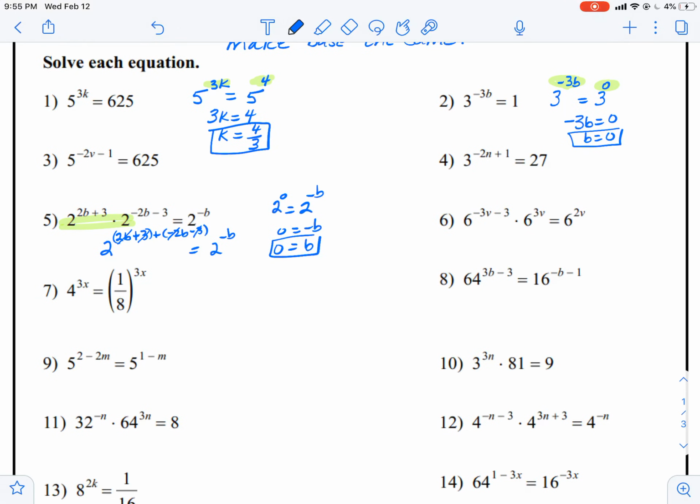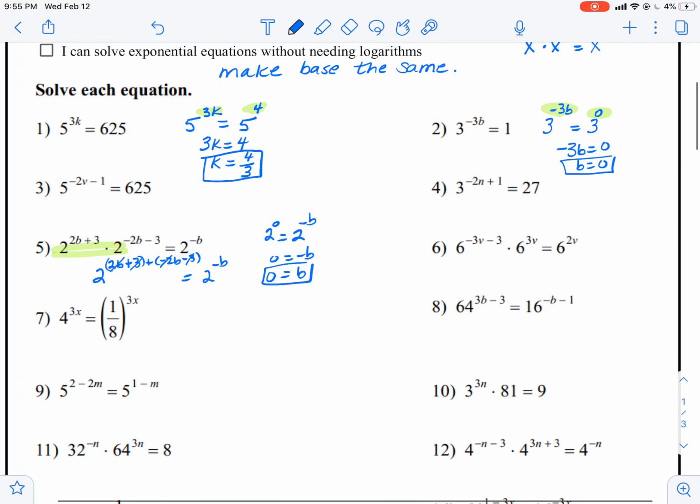Number 7. Now, this one's a little different because if you say, what can I write 4 to the what power will give me 8? Well, that won't happen. You can't do that. So sometimes what we need to do is change both of the bases. One of the things that I know is that 2 squared is 4. So I could rewrite 4 as 2 squared, still to the 3x power. I could write 1/8 as 1/2 cubed, and technically that's still to the 3x power.